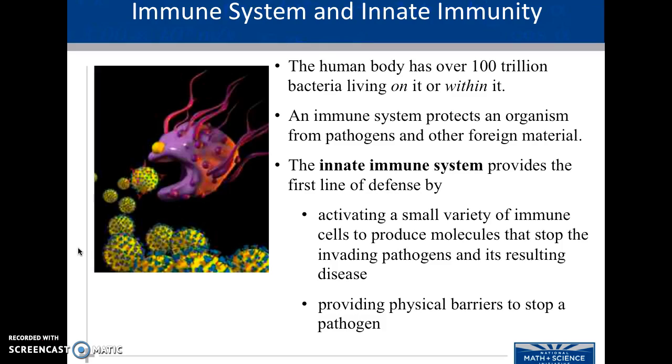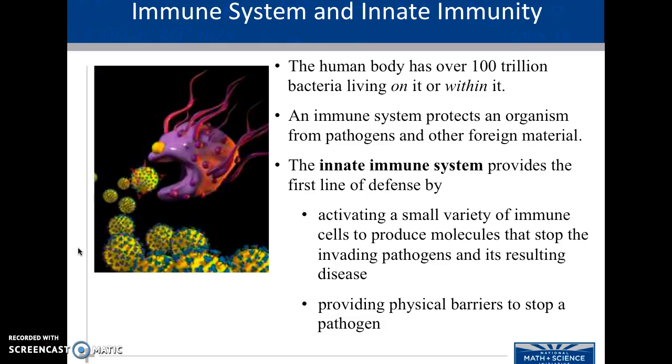So when we talk about general immunity, the human body has trillions of bacteria living on or within it, and the job of that bacteria is to protect the body. We have a lot of healthy bacteria on our skin. That bacteria and other physical barriers prevent pathogens and foreign materials from getting into our other systems. We call this the innate immune system. It is the most basic first line of defense.